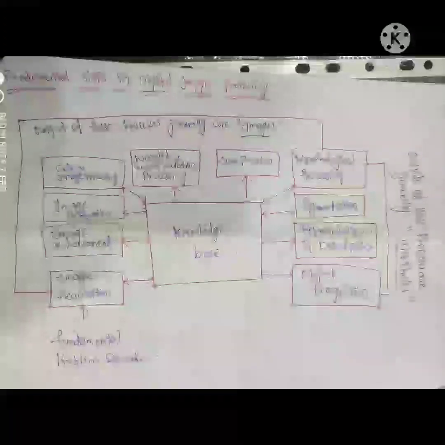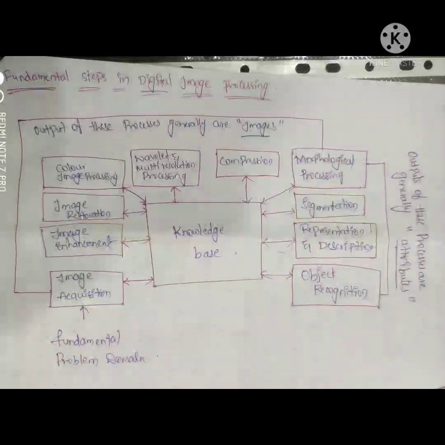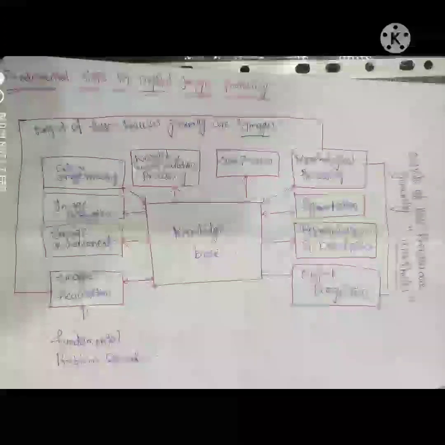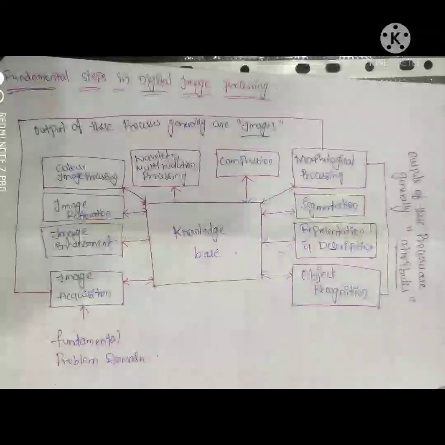Next step is image compression. It deals with the technique for reducing the storage space required to save an image. If the size of an image is large, it requires more bandwidth. Hence, the image is compressed to reduce the bandwidth by using this step.